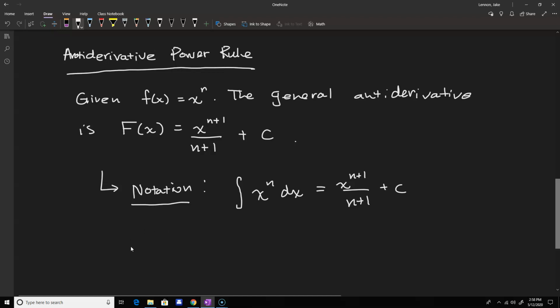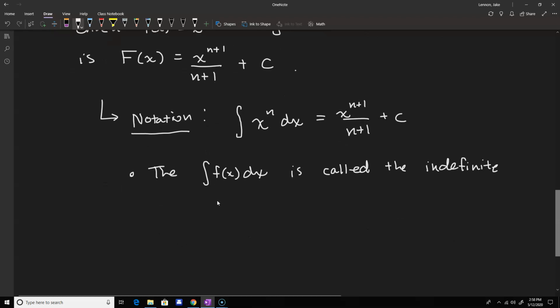So let's note that the integral of f of x dx is called the indefinite integral. It would be a definite integral if there were limits at the top and the bottom of the integral symbol, say going from 0 to 5 or something like that. And then it would have a numerical value. So we'll look at definite integrals in the near future. So this is called the indefinite integral of f with respect to x.